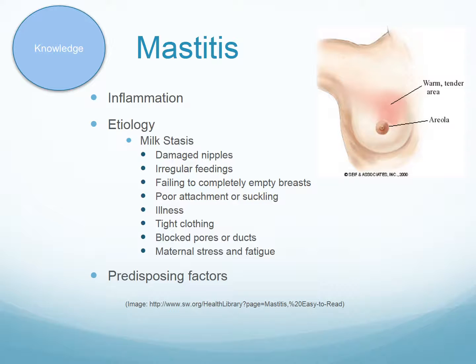Milk stasis has various causes, including damaged or cracked nipples, exposing the breast to Staphylococcus aureus, irregular feeding, for example when the infant starts to sleep longer during the night, failing to empty one breast completely before moving on to the other side, poor attachment or suckling by infant, illness in the mother or infant which can prevent mothers from feeding or infants from attaching to the breasts, tight clothing or seat belts that block milk ducts and prevent milk flow, blocked nipple pores or ducts from granular material such as dirt, and maternal stress and fatigue.